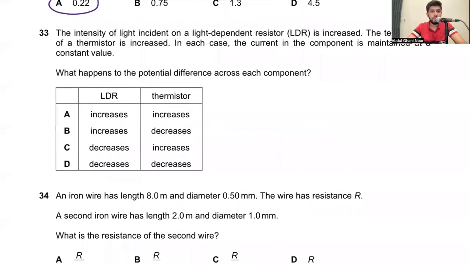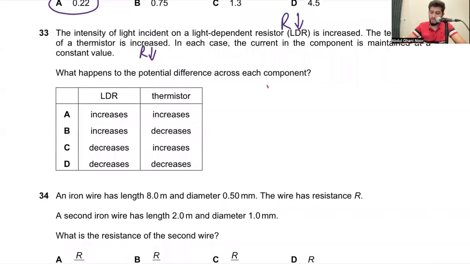Question number 33 says the intensity of an LDR is increased. So you increase the intensity of LDR, the resistance of the LDR decreases. The light intensity increases, the resistance decreases. The temperature of a thermistor is increased, the resistance decreases. The current in the component is maintained at a constant value. So even though the current in the LDR is same, even though the current in the thermistor is same, the resistance has decreased. What happens to the potential difference across each component?